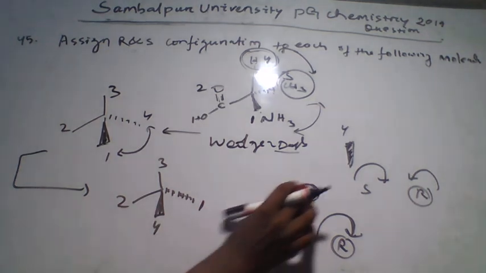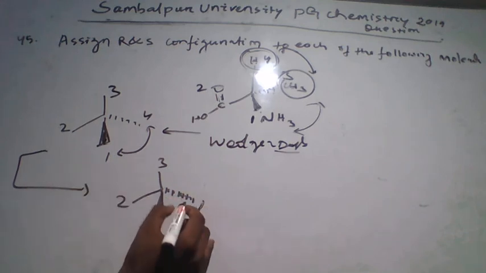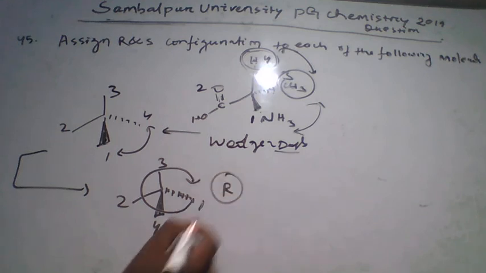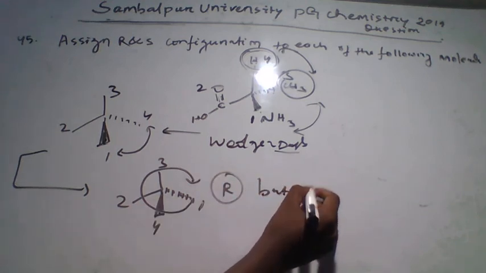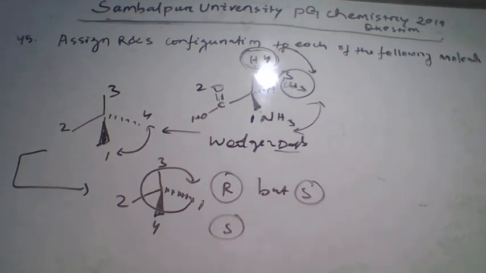Okay, let's see what is the configuration for this wedge-dash. Okay, see here 1, 2, 3, 4. Okay, it is S configuration. Okay, done. Thank you.